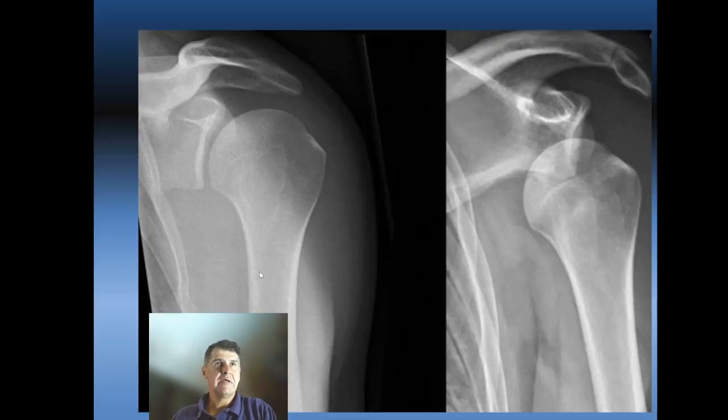For example, these both X-rays here. What are we seeing here? You can notice on the left side one pattern, and on the right side it's completely different. Let's see how to identify these landmarks.